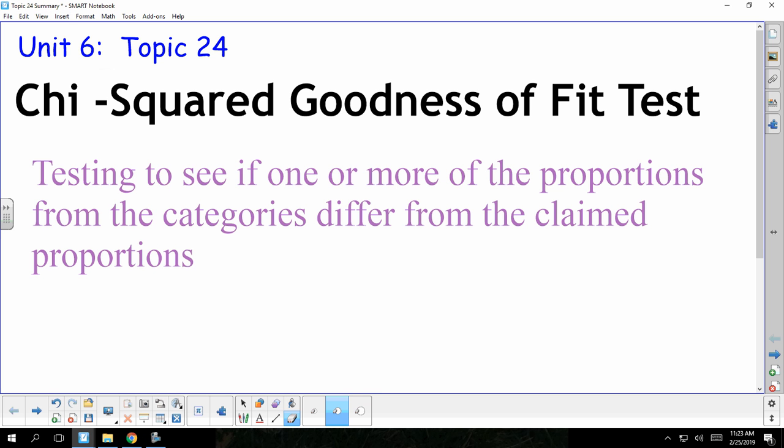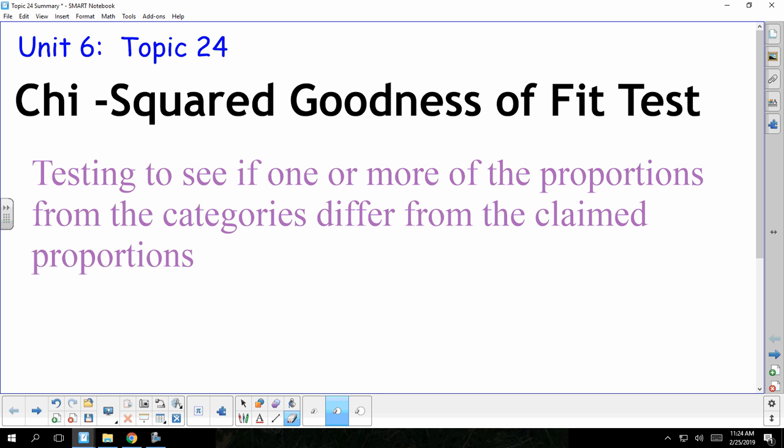All right, so the next unit is all about chi-squared. We're going to learn 3 different types of chi-squared tests. The first of which is a goodness of fit test. Then we'll learn about a chi-squared test of homogeneity and a chi-squared test of independence. The goodness of fit test applies to a different circumstance.